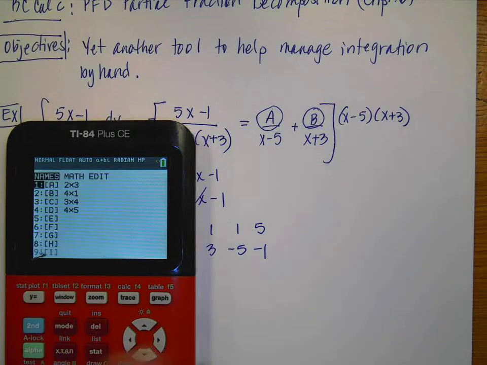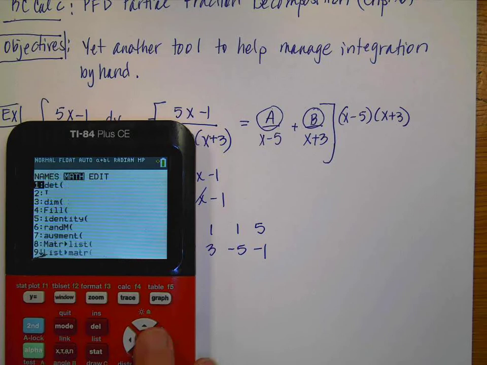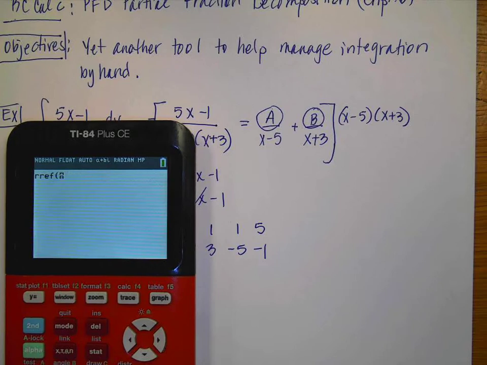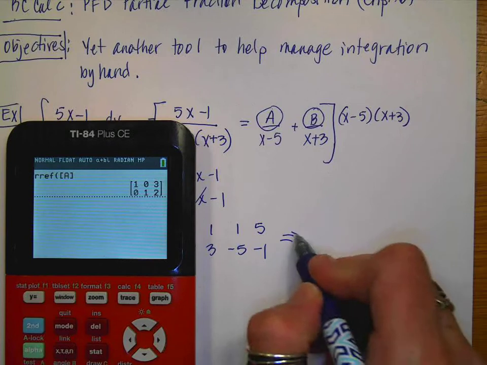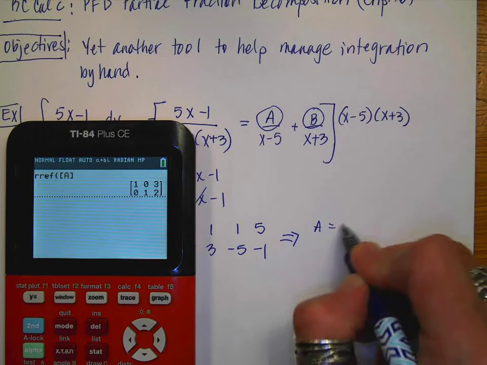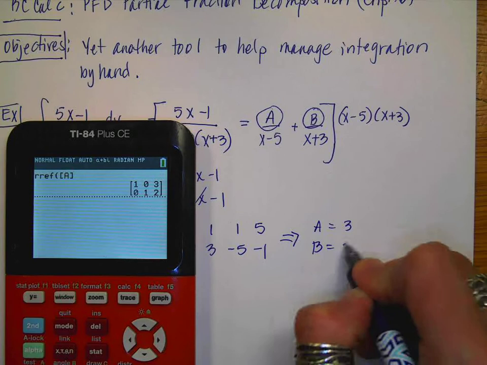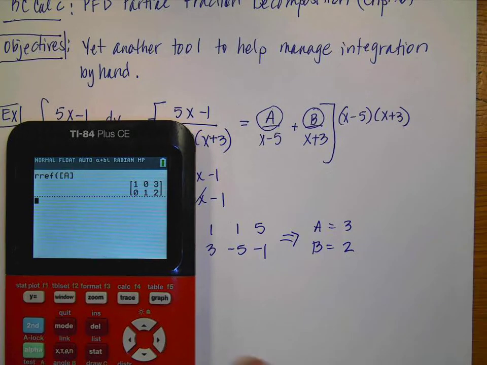I'm going to quit. I'm going to go back to matrix. I'm going to go over to math, and then I'm going to go way down to RREF. Oh yeah, you're starting to remember pre-calc. Then I have to tell it which matrix to do RREF on, A, and I hit enter. And this is my solution matrix, which says that A is equal to 3 and B is equal to 2.